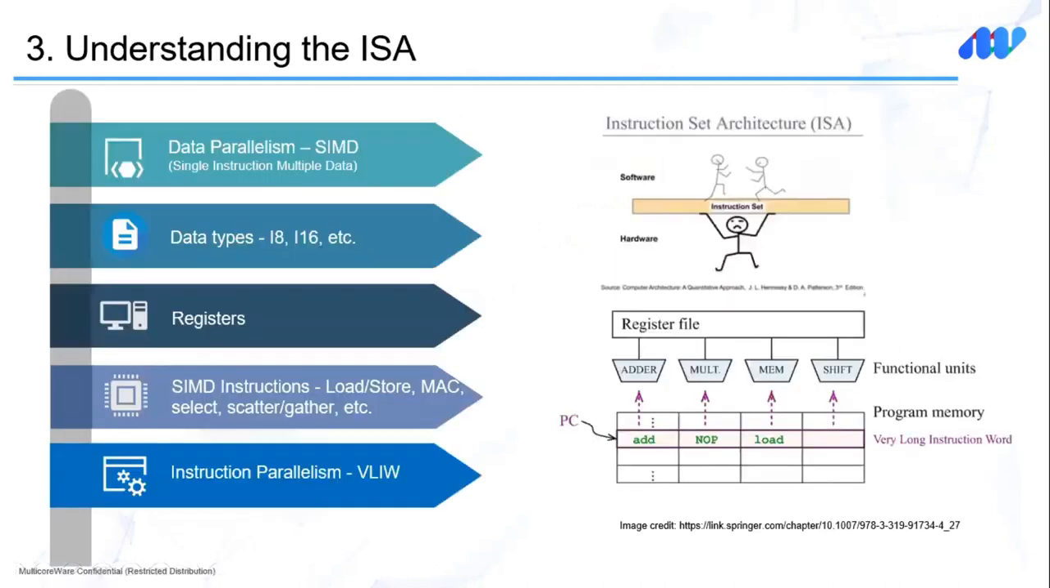The next step is understanding the ISA. So, understanding the instruction set architecture is also an important step after gaining the knowledge about the processor architecture. Again, I'm taking Vision P6 as an example to delve into important aspects of the ISA. AI processors often provide support for data parallelism, which allows performing the same operations on multiple data elements simultaneously. It is important to understand the SIMD capability of the processor.